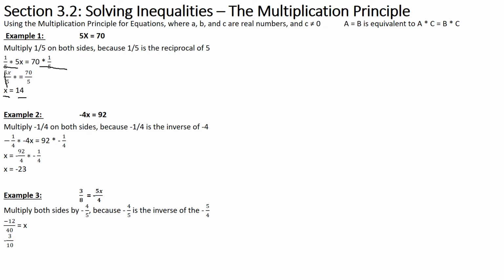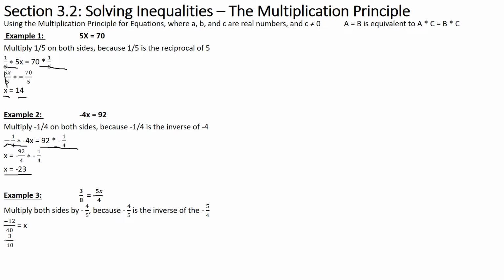Example 2, negative 4x equals 92. I'm going to multiply both sides by negative 1/4 to get rid of the negative 4x. By multiplying negative by negative, I get a positive, because we want our answer to be a positive x. So negative 1/4 times negative 4x simply becomes x. And on the right side, I multiply by negative 1/4 again. 92 times negative 1/4 is negative 92/4, and that is simply negative 23.